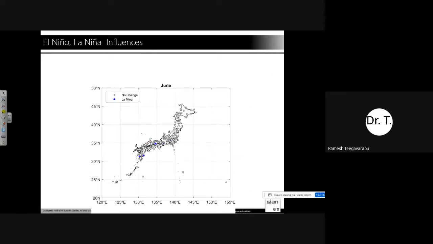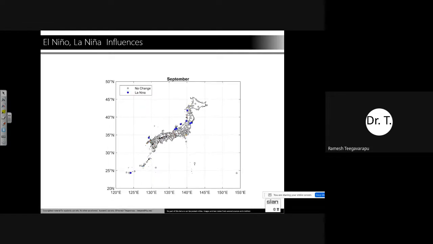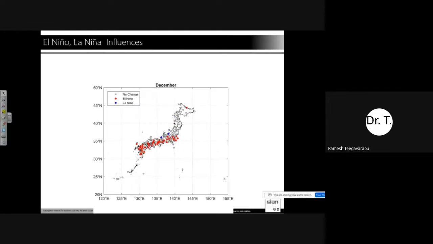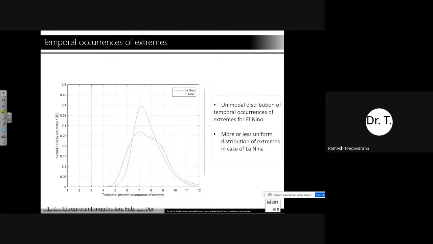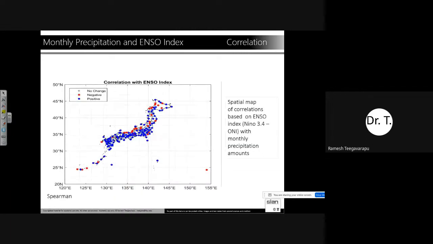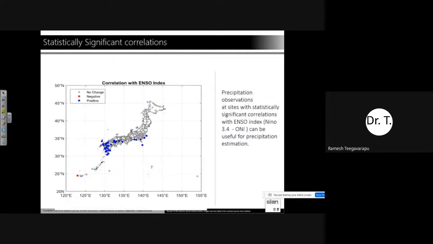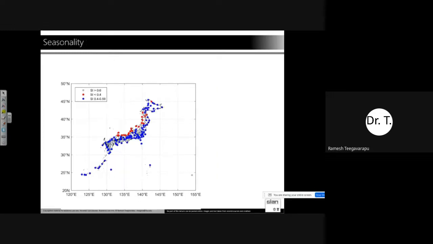El Nino, La Nina influences, we have already seen them, but I'm just showing spatially very quickly. And then December, we know how El Nino is influencing the temperatures. Annual totals, not much. Sorry, that's for precipitation. And temporal occurrences of extremes, again, we see that for El Nino, it is 1 month, whereas this one is flat. There is a strong correlation with ENSO, which is expected because ENSO influences the precipitation and temperature of Japan. And correlation, statistically significant correlations are only few in some parts.